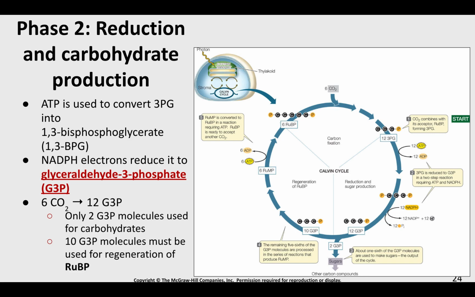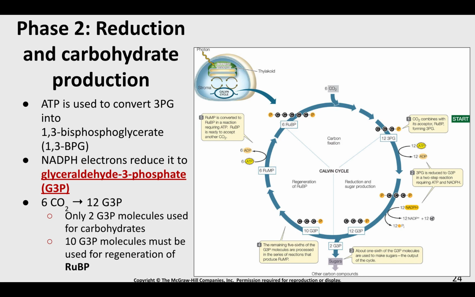So step 2 uses a lot of energy. We're using that ATP, we're using that NADPH that we created in those light reactions, to change our 3PG into G3P, into glyceraldehyde 3-phosphate, which goes on to make our sugars. So great, we have created sugars. The sugars can now be used. Making sure everybody has time for their notes here.